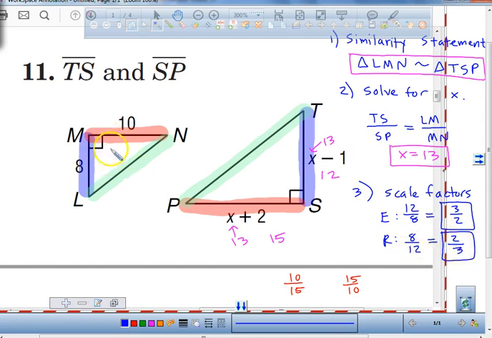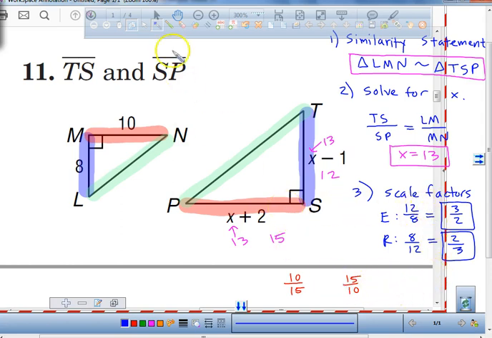So this triangle is 2/3 the dimensions of this triangle. Or this triangle is 3 over 2 times the dimensions of this triangle, depending on how you make the statement. Okay? So those are your scale factors.